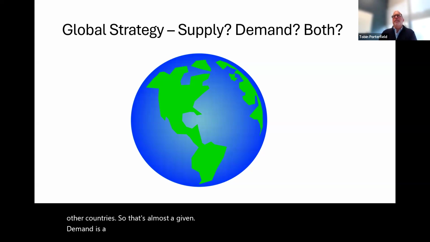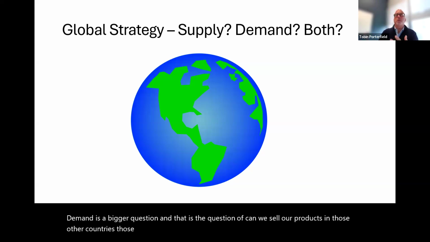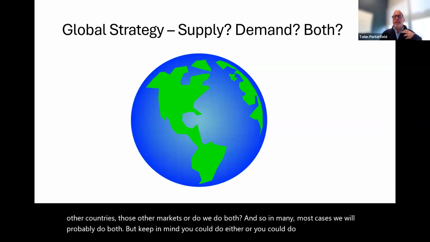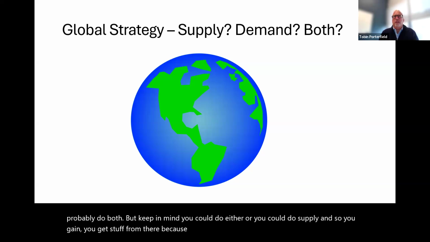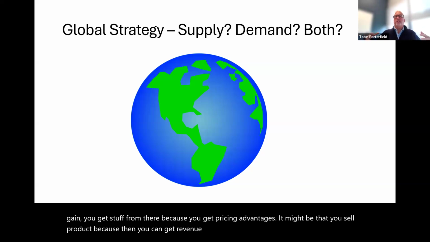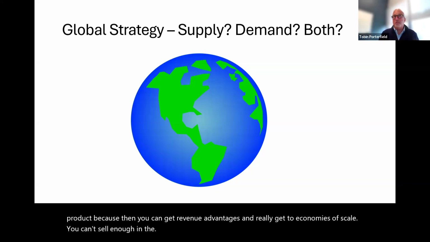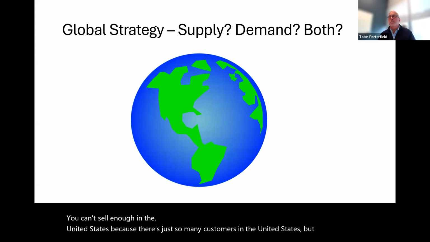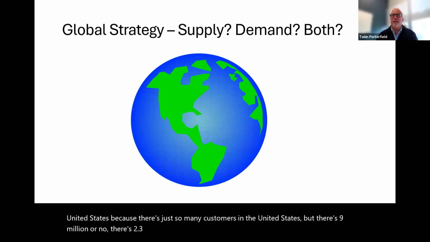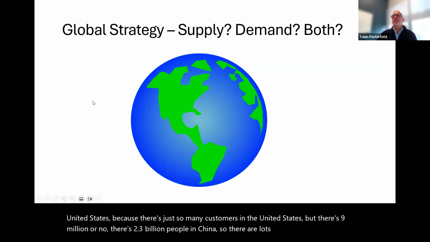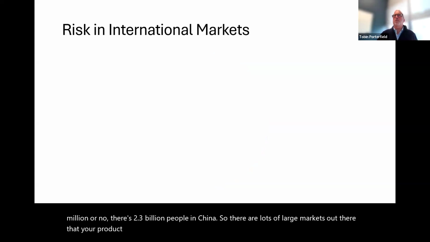Demand is a bigger question, and that is the question of can we sell our products in those other markets, or do we do both? In most cases, we will probably do both. But keep in mind, you could do either or. You could do supply, and get stuff from there because you get pricing advantages. It might be that you sell product because then you can get revenue advantages and really get to economies of scale. You can't sell enough in the United States because there are only so many customers, but there are 2.3 billion people in China. So there are lots of large markets out there that your product could potentially be sold into.